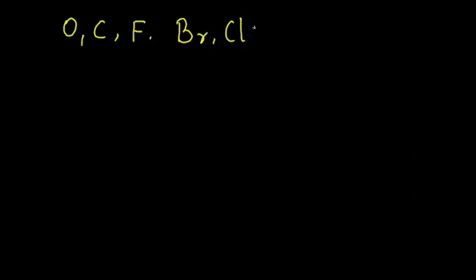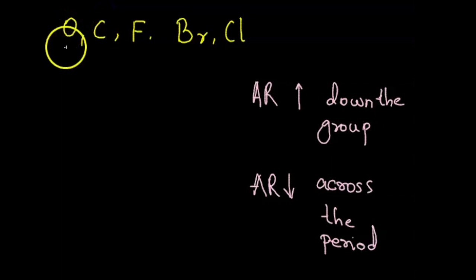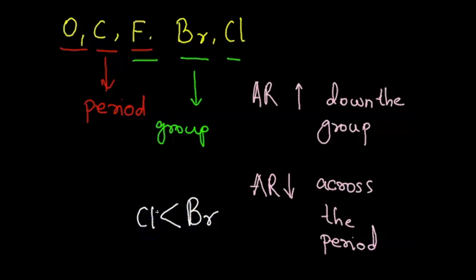Now before we delve into this question, let's recall what we know. We know that the atomic radius increases down the group and the atomic radius decreases across the period, moving from left to right. So now to examine the elements we have. We can see that oxygen, carbon, and fluorine are members of the same period, while fluorine, bromine, and chlorine belong to the same group. So clearly, the largest atom in question is bromine, which is in the fourth period, followed by chlorine, which is in the third period.